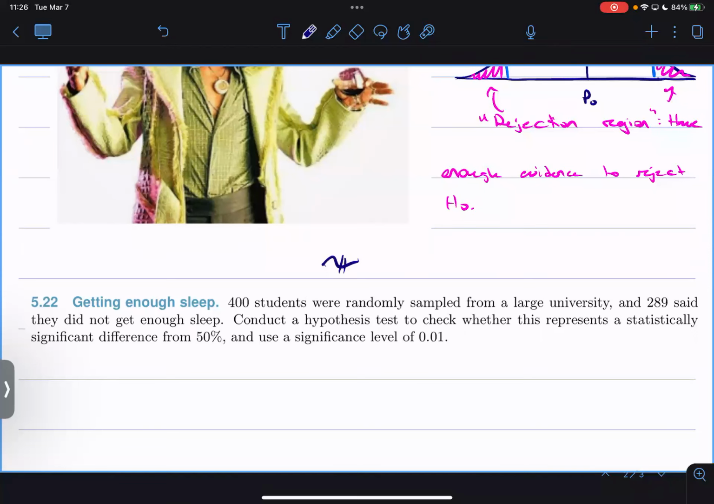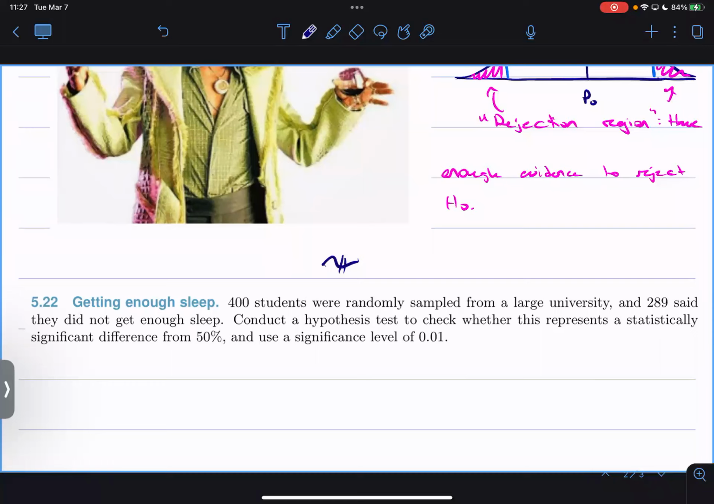400 students were randomly sampled from a large university. And I'm just now realizing I haven't talked about the conditions, but I'll introduce those here. And 289 did not get enough sleep. Conduct a hypothesis test to check whether this represents a statistically significant difference from 50% and use a significance level of 0.01. Okay. Fair enough.